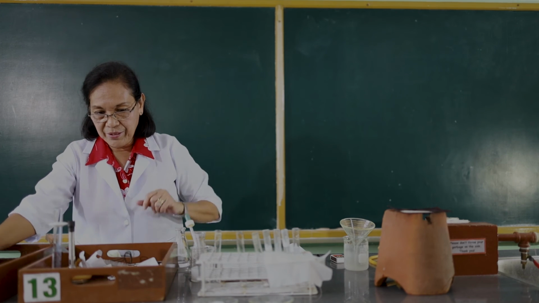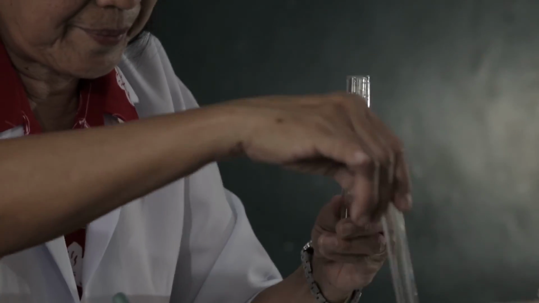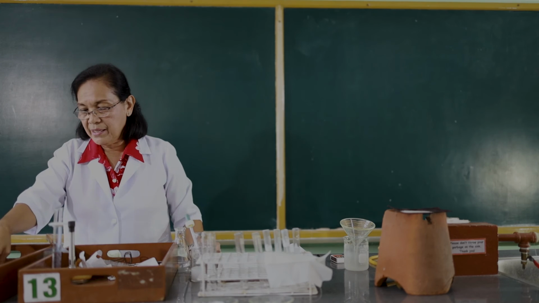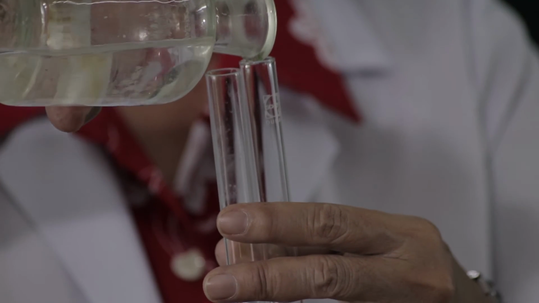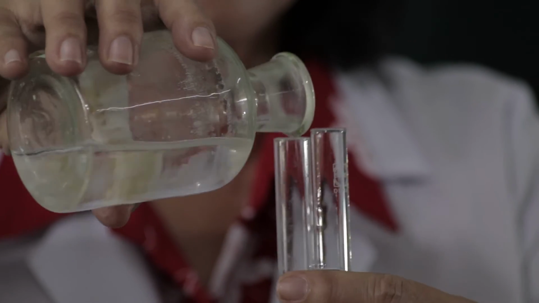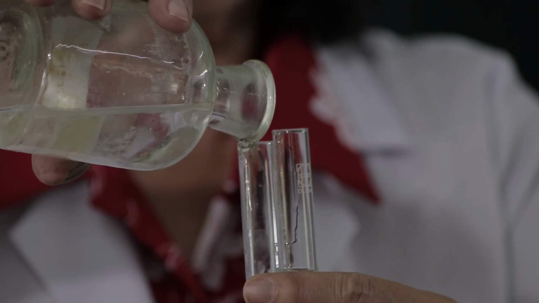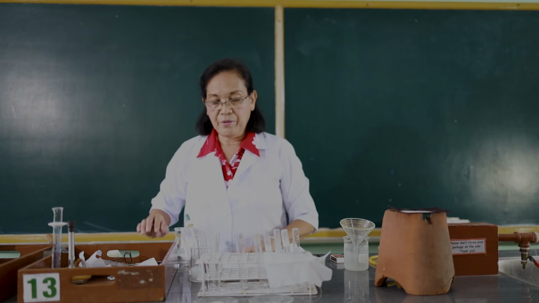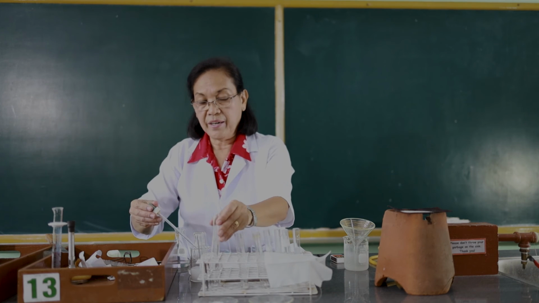So, distilled water. So, this is the distilled water. And we will get the calcium chloride. To each of these two test tubes, we are going to add the soap solution, and to the other one, the detergent. Take note of their lathering effect.